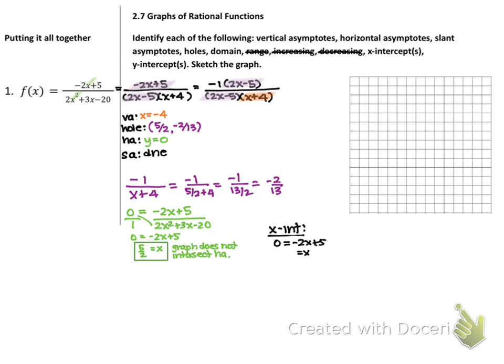And I think that's going to give us x is equal to 5/2. Okay. So if we have an x-intercept, x is equal to 5/2. 5/2 is already accounted for. So we don't have one because this x value matches with that hole. So that's a no.